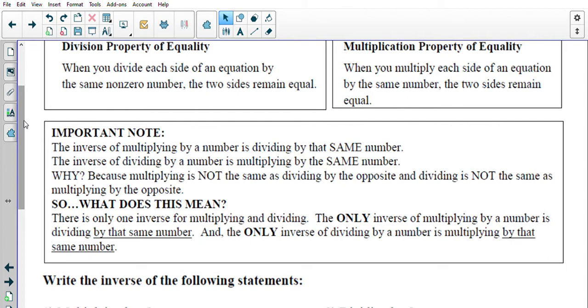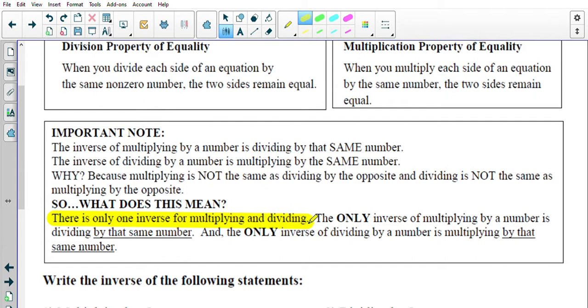It means that there's only one inverse for multiplying and dividing. So I'm going to highlight that because that's a really important statement. There's only one inverse for multiplying and dividing. The only inverse of multiplying by a number is dividing by that same number. And the only inverse of dividing by a number is multiplying by that same number. So when we did solving one-step equations by adding and subtracting, you were able to change either the operation or the sign on the number. For multiplication and division, we can only change the operation.